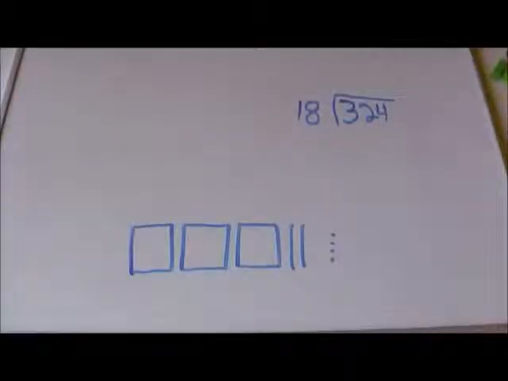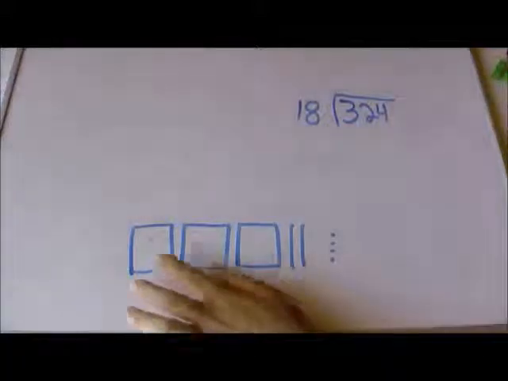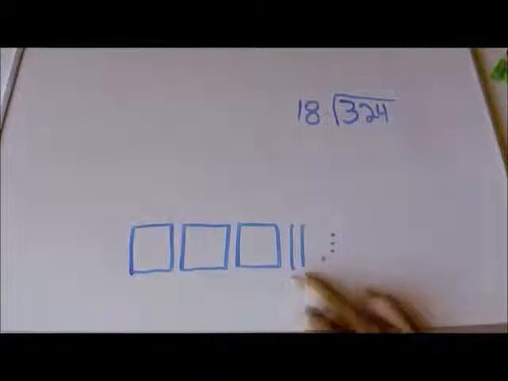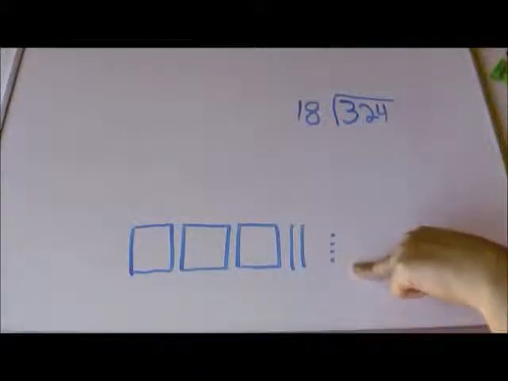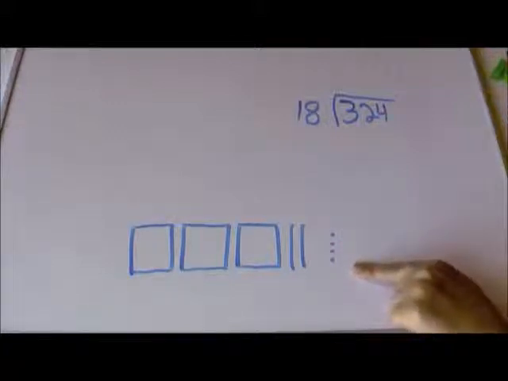All right, and for this one, I'm going to do it just with drawings instead of the Cuisenaire rods, so you can see how to do it that way. So we have 320 and 4 little ones, and we want to make a rectangle with 18 on one side.